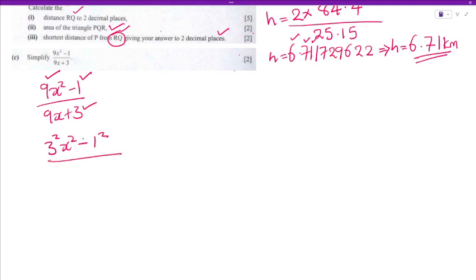Over. Down here you can factorize. A 3 is common there. So we're going to say 3, open bracket. What is 9x divided by 3? It is going to give us 3x. Then you bring down that plus.